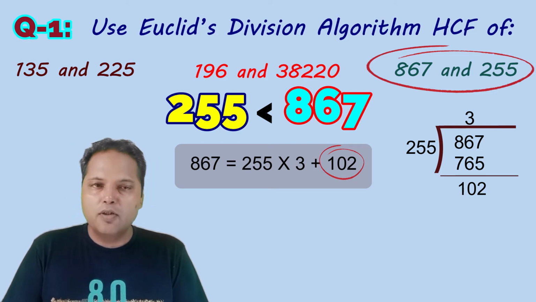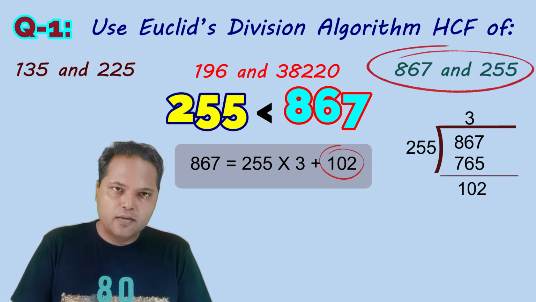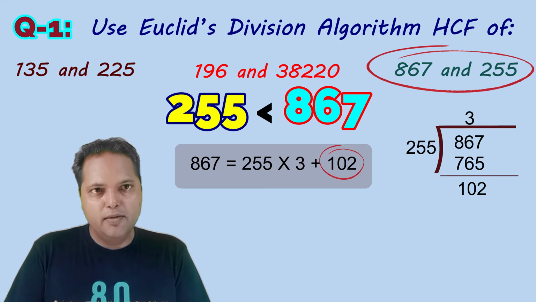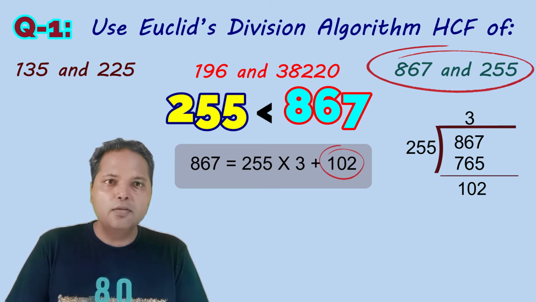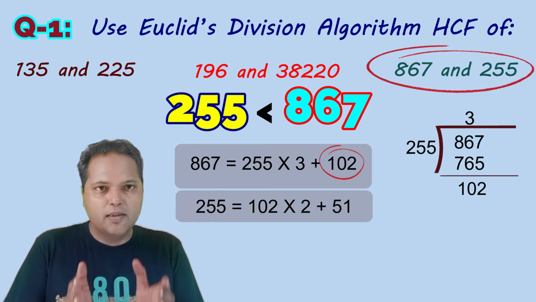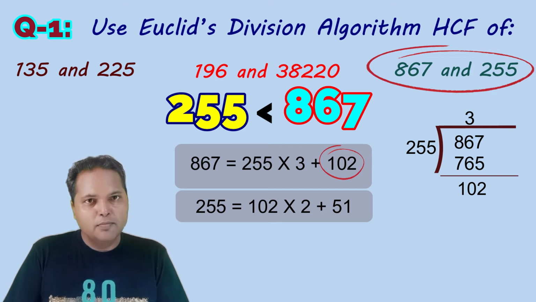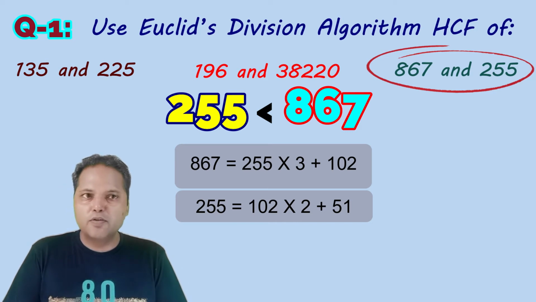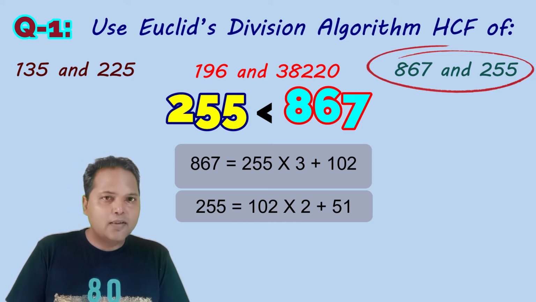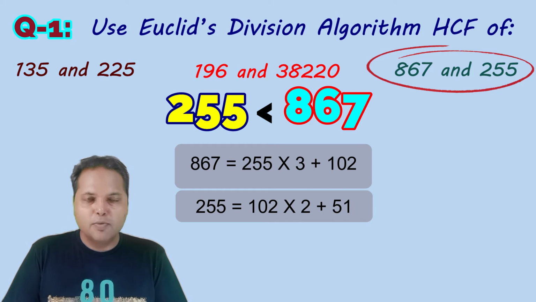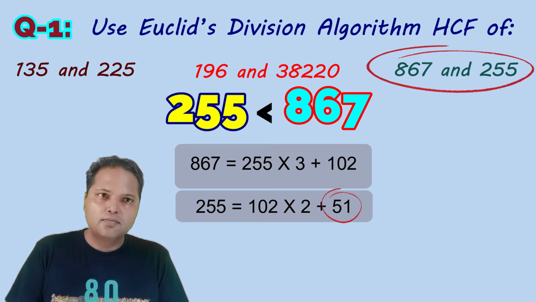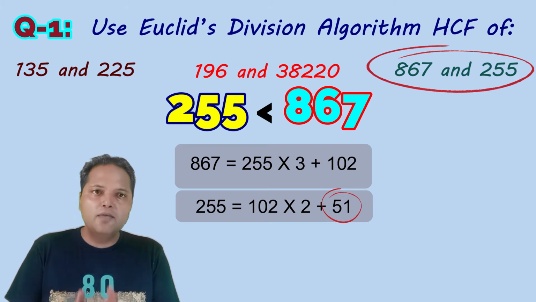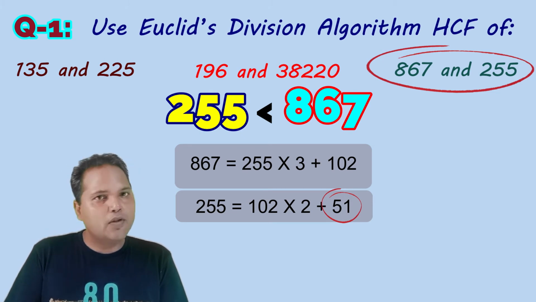Now since r is not equal to 0, we will again apply the lemma on r and also on b. So in that situation, it will become something like this. So it will become 255 is equal to 102 multiplied by 2 plus 51. और यहाँ पर भी r की वैल्यू 0 नहीं आई है. So again we'll apply the lemma on 51 and 102.